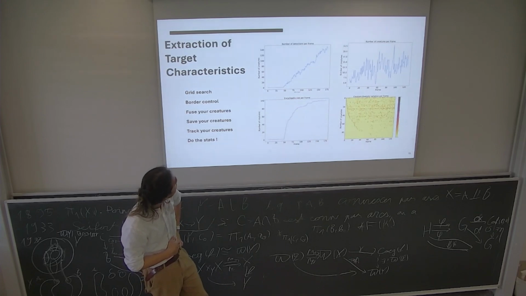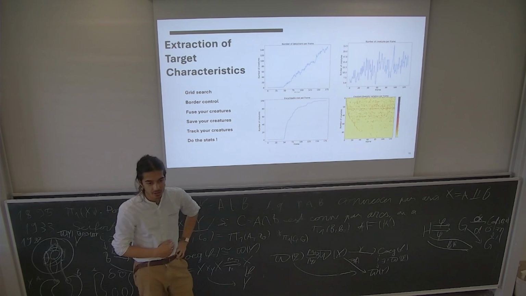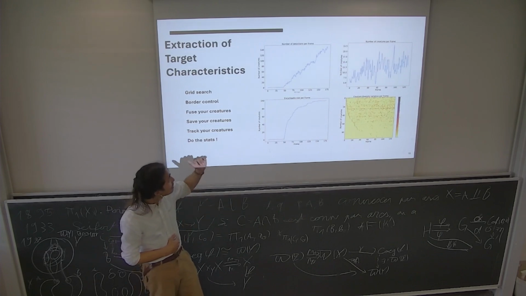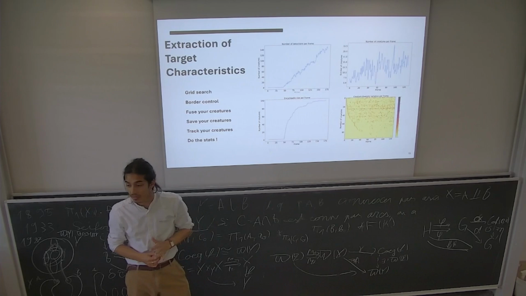Do you think that at first it's random? Exactly, you have a random initial condition. So you have no creatures appearing for a certain amount of time, and then at some point it stabilizes. Yes. Then you have a maximum number of creatures. These curves are for the game of life.